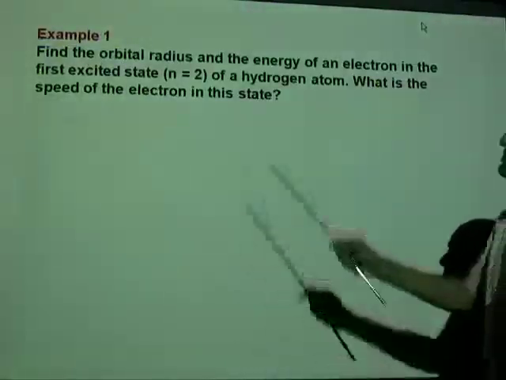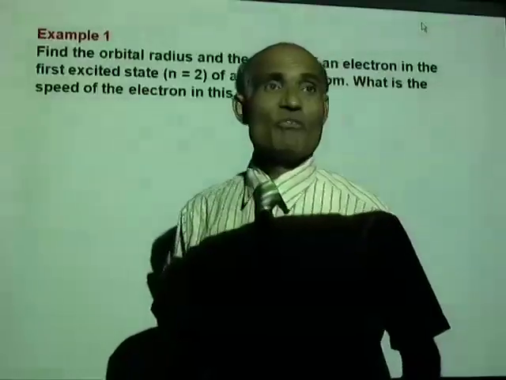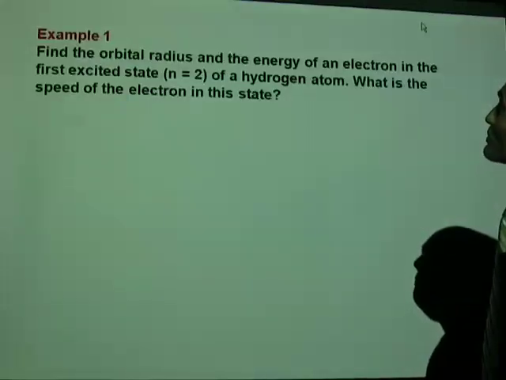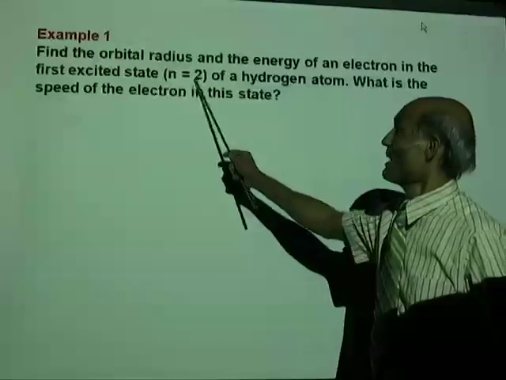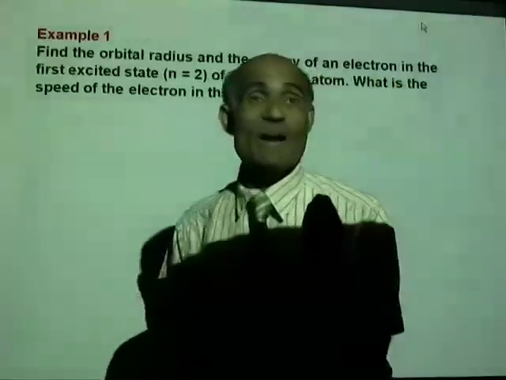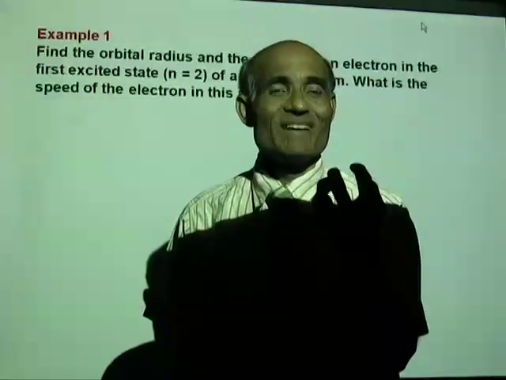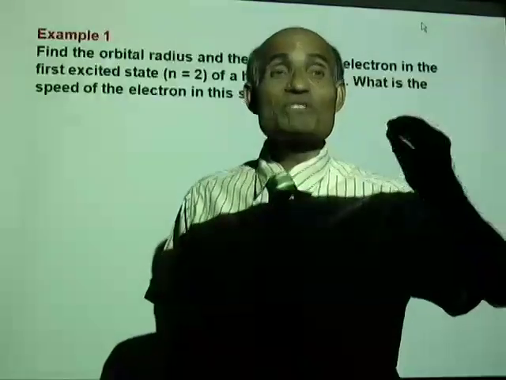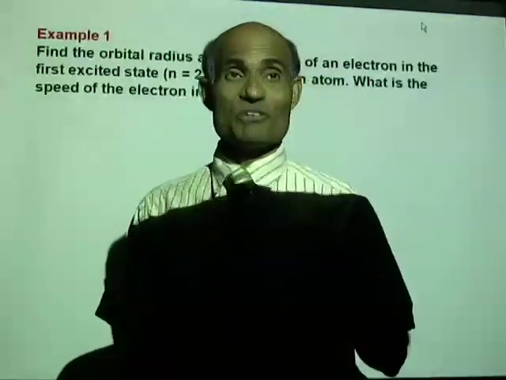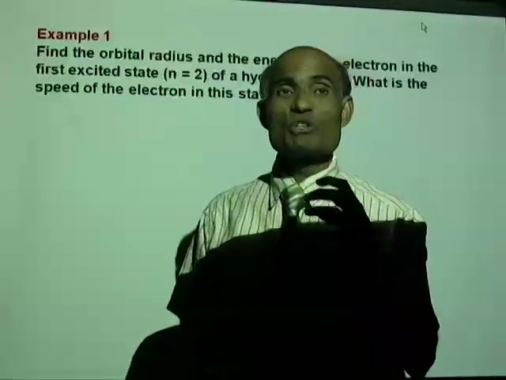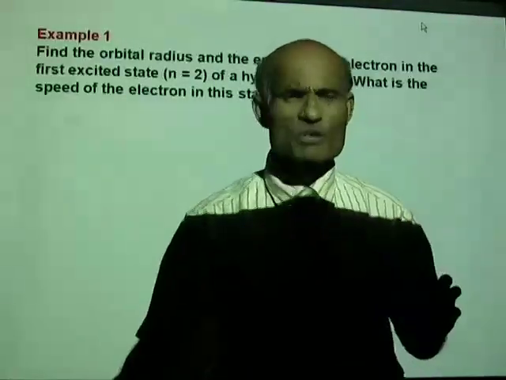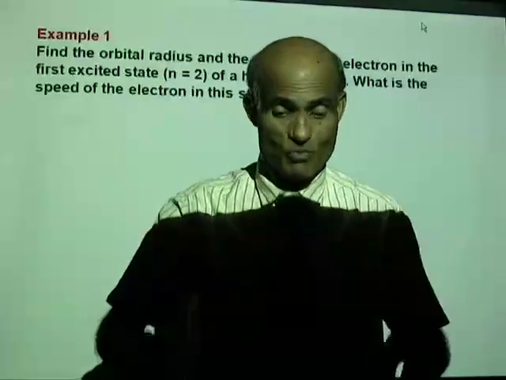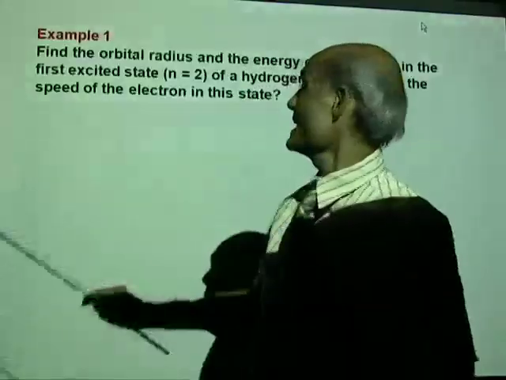Alright, let's do a small example. Find the orbital radius and the energy of an electron in the first excited state. Now, n equal to 2. N equal to 1 is called the ground state. N equal to 2 is the first excited state. N equal to 3 is the second excited state, and so on. So once again, why is it called the ground state? Because that's the lowest level. N equal to 1 is the lowest level, the ground state.